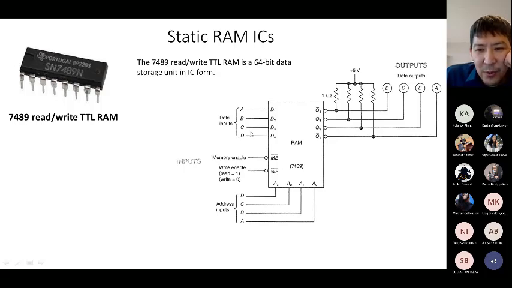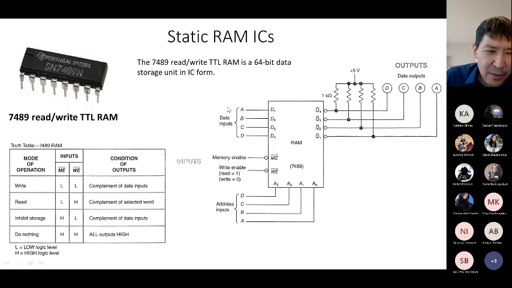So to understand how to write and how to read from this RAM, we need to consider, of course, a kind of truth table. So guys, you need to pay attention to this bubble. Here you can see you activate memory enable by low, and write enable you activate also by low. So let's consider, for example, if you want to write some information in this RAM, you need to apply low to the memory enable and write enable.